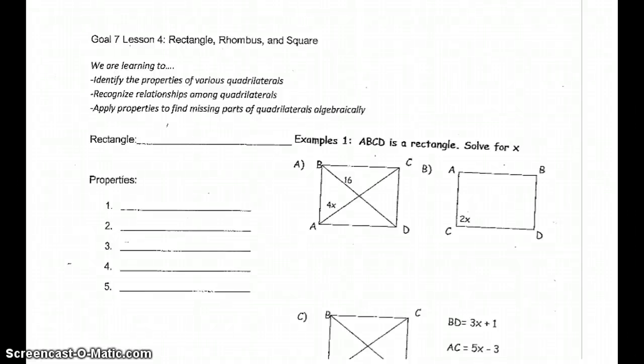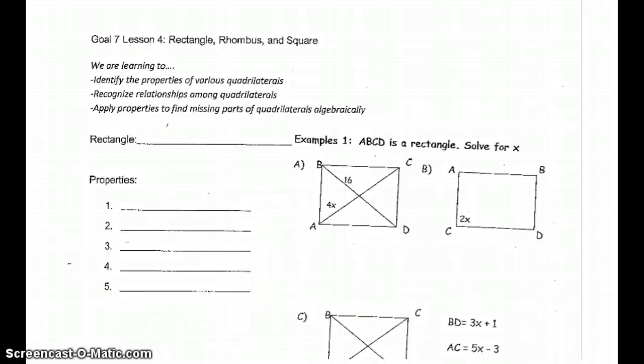Goal 7, Lesson 4, Rectangle, Rhombus, and Square. Today we're going to be learning to identify the properties of various quadrilaterals, specifically rectangle, rhombus, and square. And then using those relationships, you're going to find missing parts and answer some different questions about it.